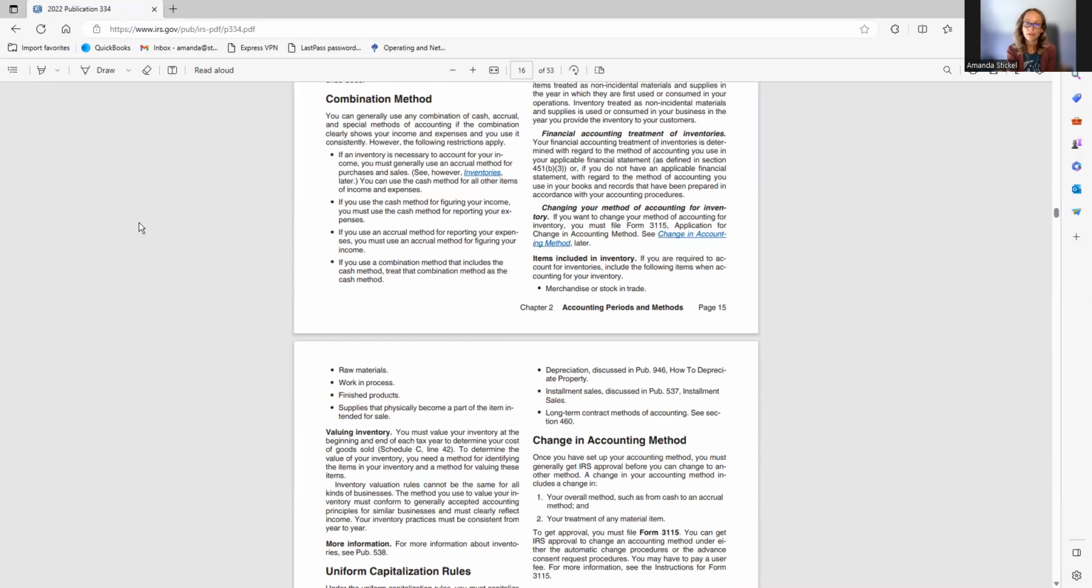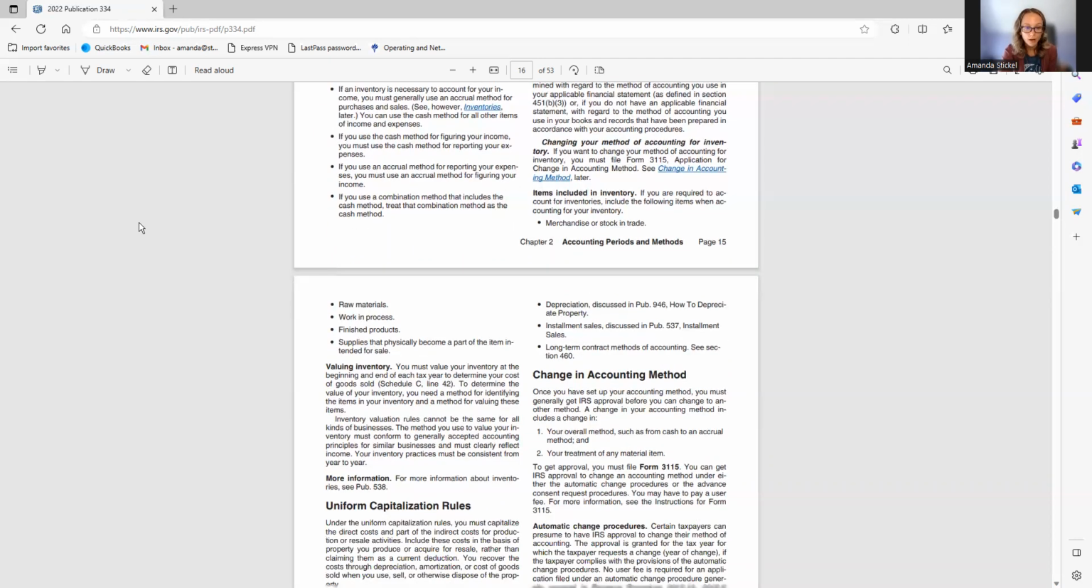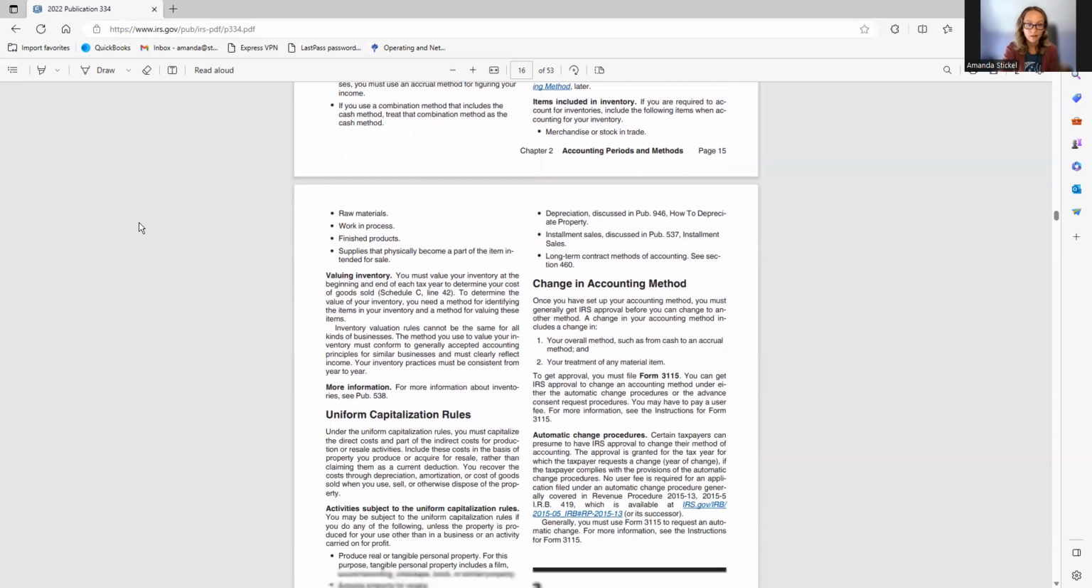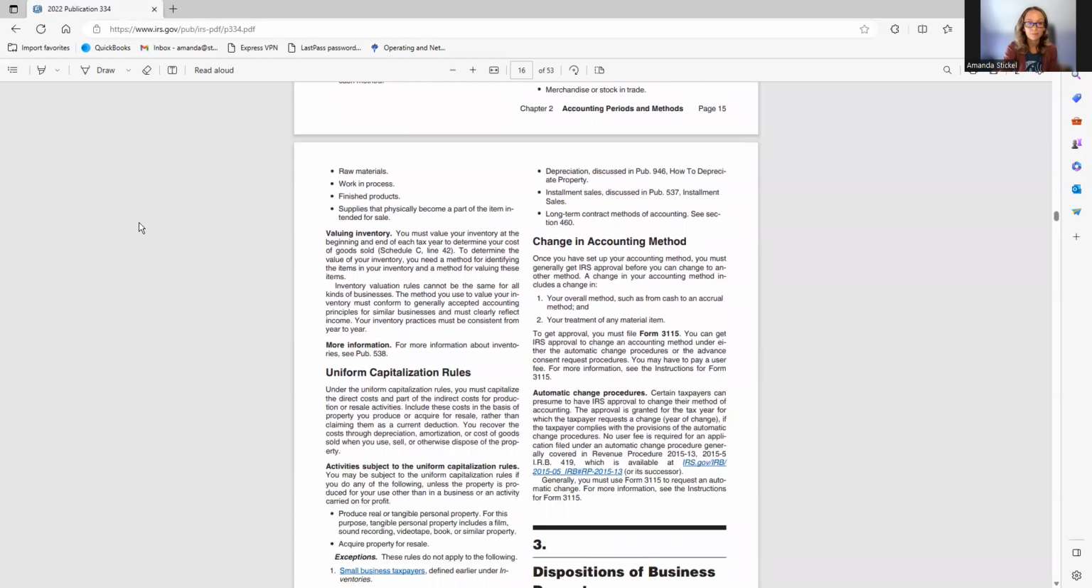Items included in inventory. If you are required to account for inventories, include the following items when accounting for your inventory: merchandise or stock in trade, raw materials, work in process, finished products, supplies that physically become a part of the item intended for sale.